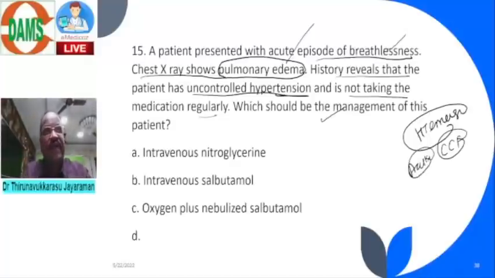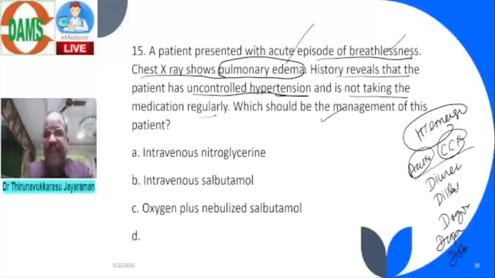So remember, whenever it's acute heart failure, the mnemonic 3Ds. One is diuretic, one more thing dilators, one more thing inotropic drugs like digoxin or dopamine or dobutamine. So with this idea, look at the options. They've given intravenous nitroglycerin, intravenous salbutamol, oxygen plus nebulized salbutamol. Look here, patient having acute heart failure. So here, among your options, as a dilator they've given nitroglycerin.